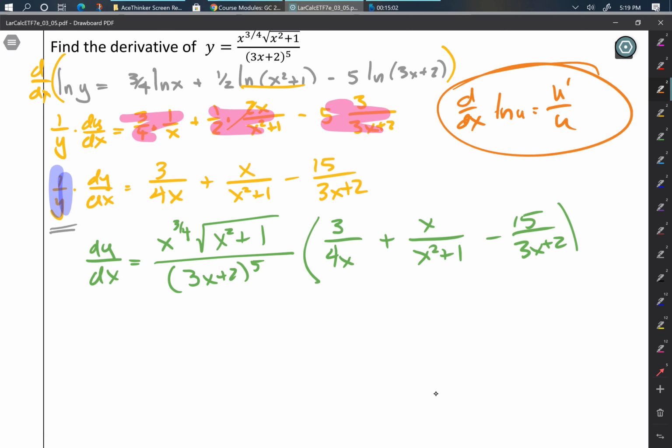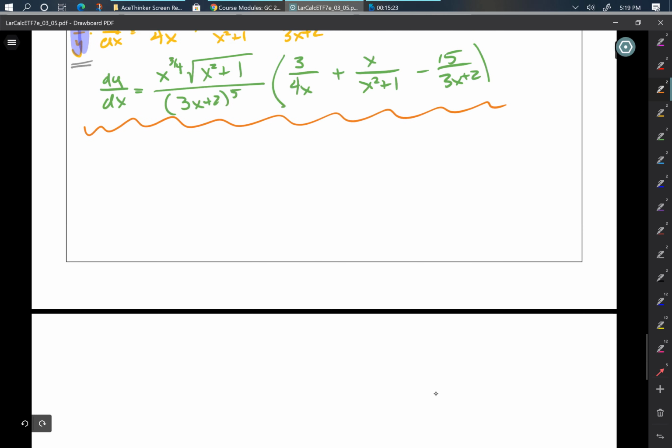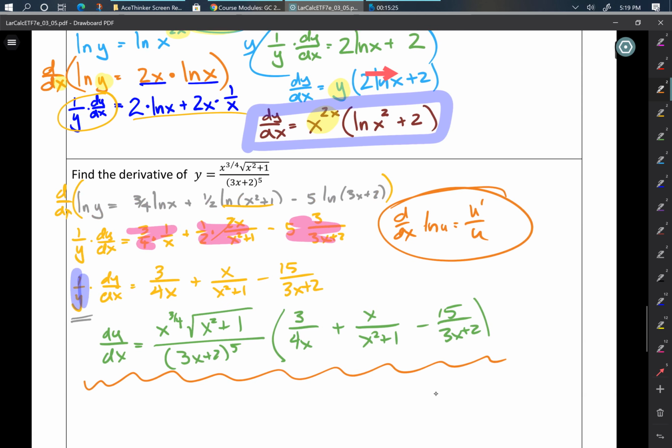Right? Now, if you wanted to, you could, at this point, find a common denominator and combine that hot mess all back together. I don't see an advantage to doing that. So I'm just going to call it good right there. Okay? And that brings me to the end of section 3.5. So, implicit differentiation.